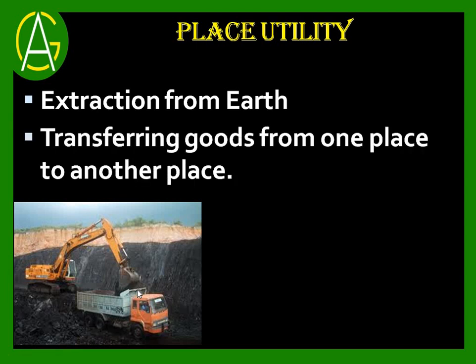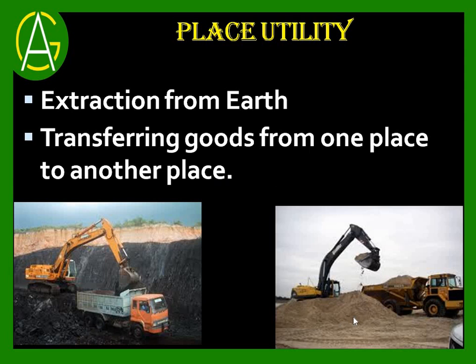The second one is transferring the goods from one place to another place. When we transfer the goods from one place to another place, say for example sand at the river bank. Now sand at the river bank is not having utility, but when it is loaded into the truck and it is sent to the construction site, at the construction site it is having utility. So the transfer of sand from the river bank to the construction site adds the place utility. So these two are the types of place utility.